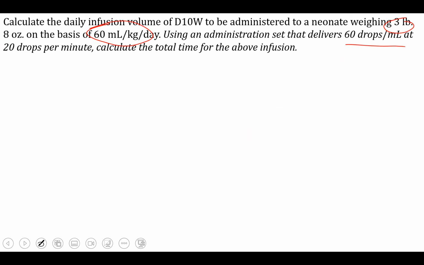60 drops per ml, and 20 drops per minute, your infusion rate. So how long will it take? As I said, you will be given the volume, drip set, and flow rate. So what you have to calculate is just, sorry.